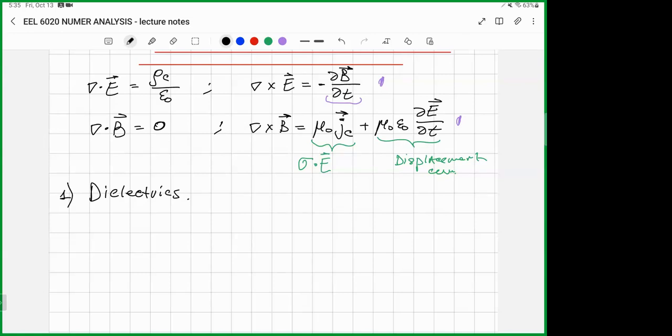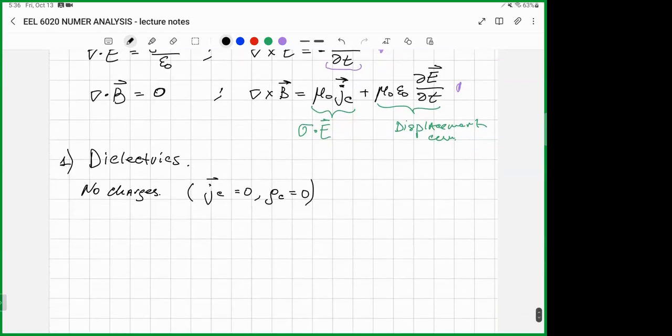The dielectric, like a perfect dielectric, is a system without free charges. So we require no free charges. And if the system has no free charges, then the current density of free charges is equal to 0, along with the density of these charges also equal to 0. So no free charges.